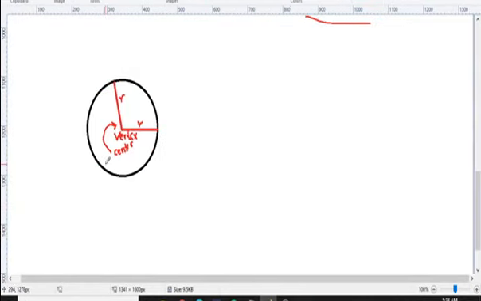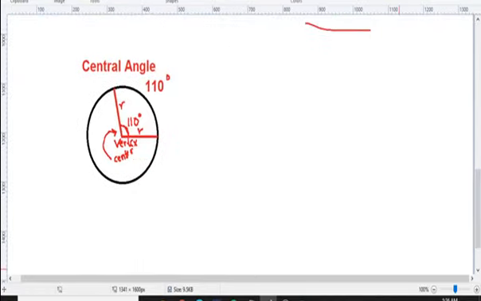A central angle is an angle whose vertex is the center of the circle, hence central, and the sides are two radii of the circle, right? What can we say about the central angle? It's actually quite easy: the measure of a central angle is equal to the measure of its intercepted arc.